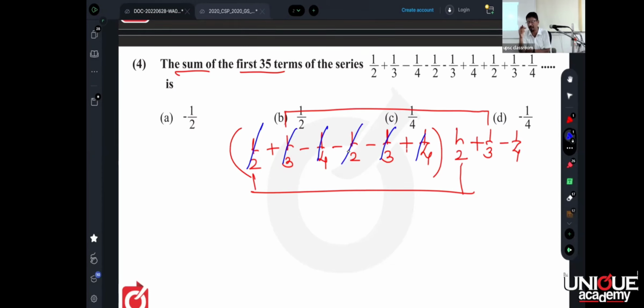How many groups do we have there? 5 groups. 6 5s are 30. So till the 30th term, all will be cancelled. Is it clear to all of you? All 30 terms will be cancelled. Now the 31st term is one and the same as the first one here. Then the 32nd, 33rd, 34th, and 35th.